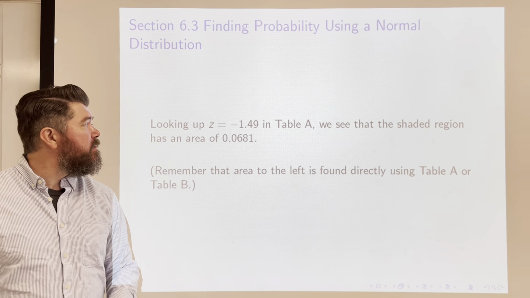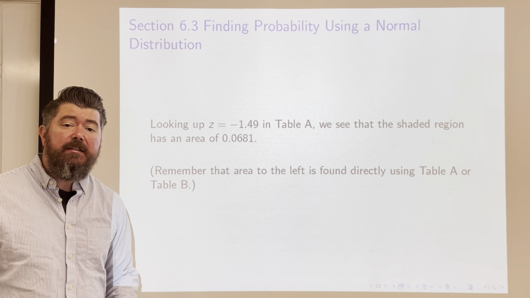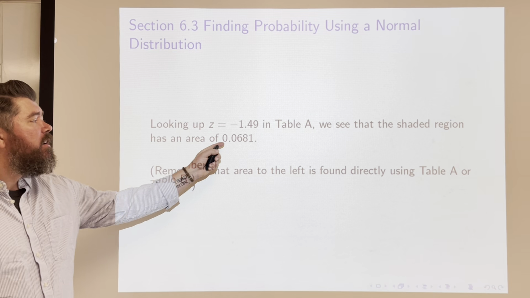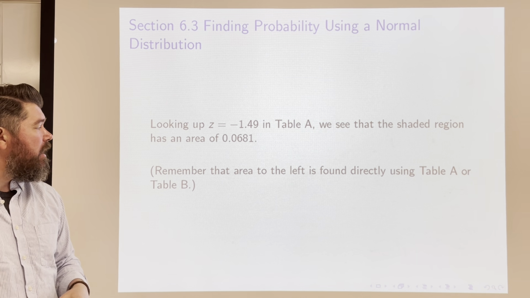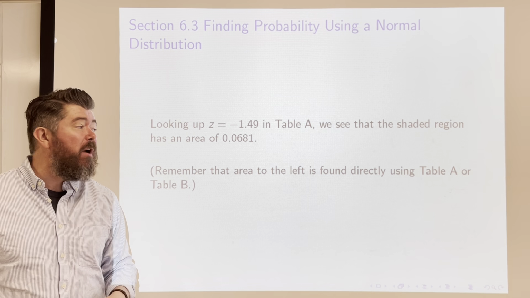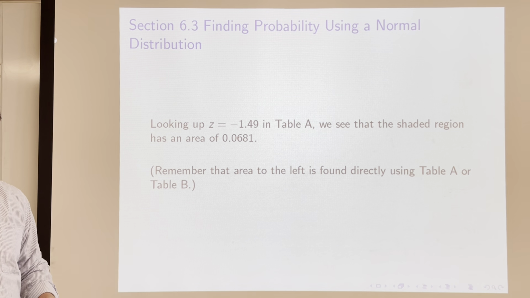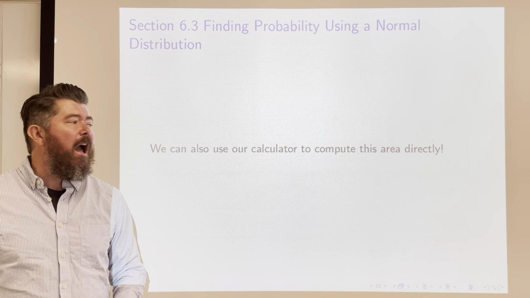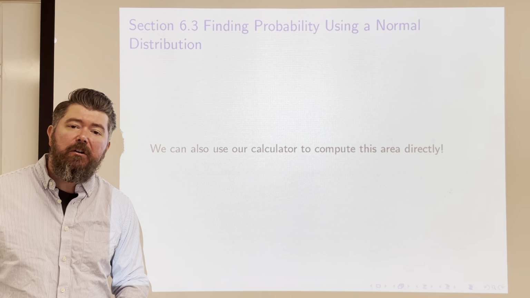Looking up z equals negative 1.49 in table A, we see that the shaded region has an area of 0.0681. Remember that the area to the left is found directly using table A or B. We can also use our calculator to compute this area directly.